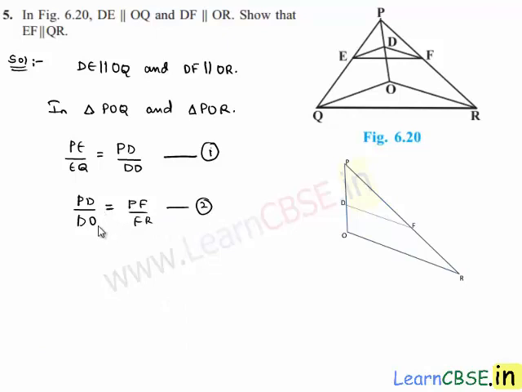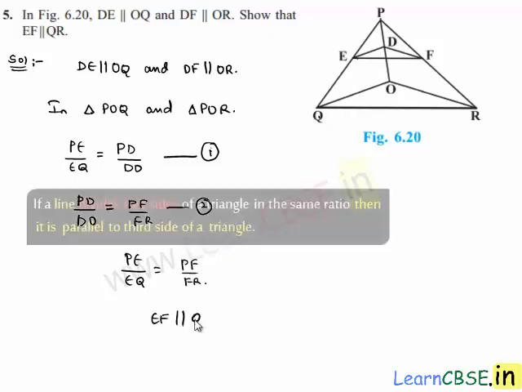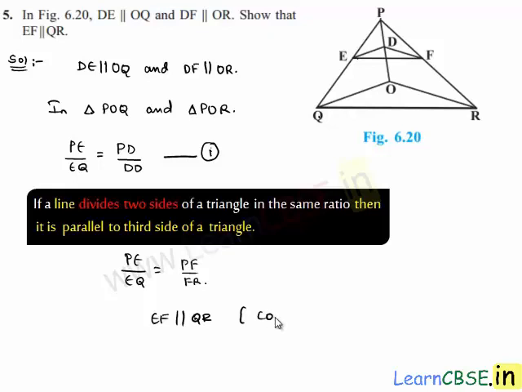Now as PD by DO is equal to PF by FR, let us substitute it in equation 1. Then we get PE by EQ is equal to PF by FR. Now it's clear that the proportion of PE to EQ is equal to proportion of PF by FR in triangle PQR. That means from converse of basic proportionality theorem we can say that EF is parallel to QR.